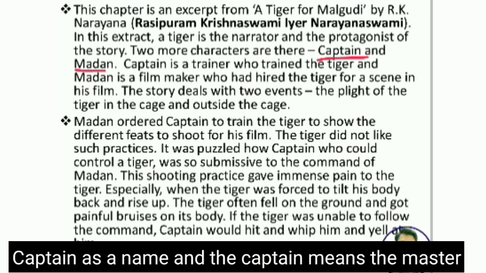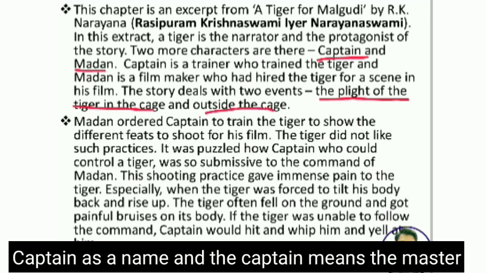He had hired the tiger with the captain, so that Madan would instruct the captain, and the captain would teach the tiger to show those scenes which Madan wanted. So this is what the story is about, and after a chaos occurred, we would see it all. Now, what happened here? Two events are there in the story. One is the plight or the condition of the tiger in the cage, and the tiger outside the cage.